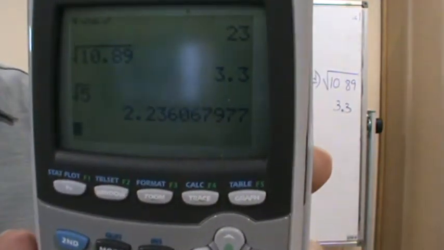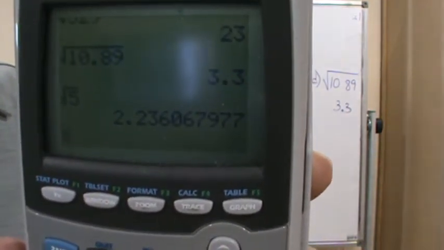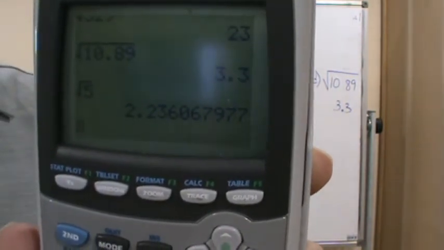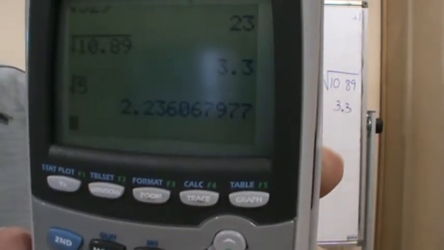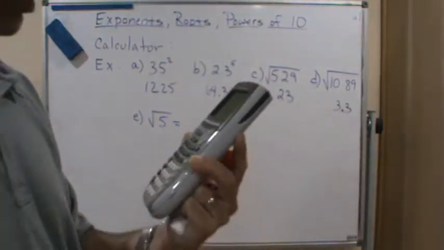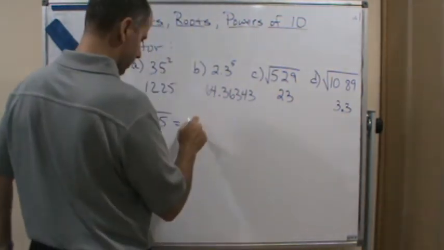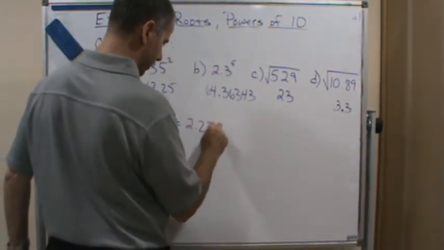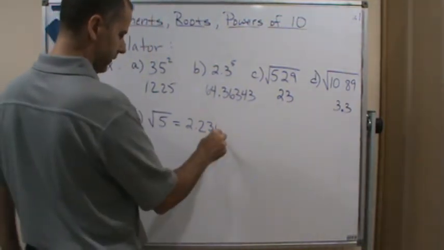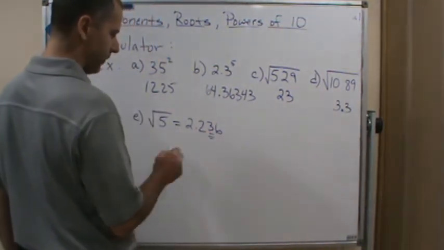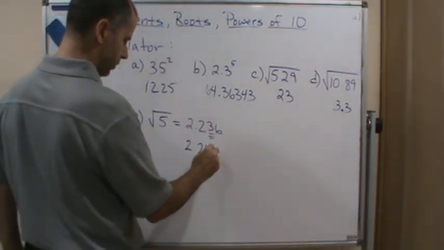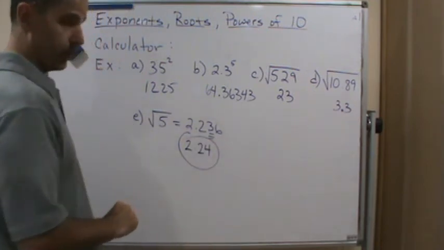If I round to the nearest hundredths, that's where the 3 is located. So this is going to be 2.24 because I get 2.236. I want to round to the nearest hundredths. The 6 is 5 or bigger, so this is going to be 2.24. And that's what I would put down.